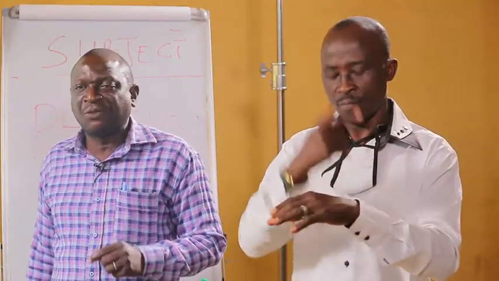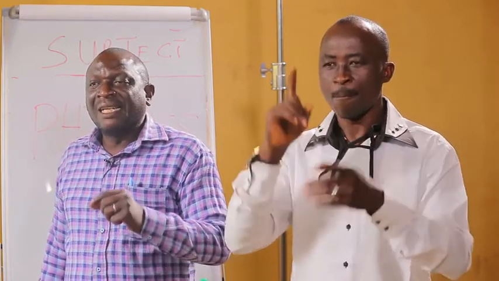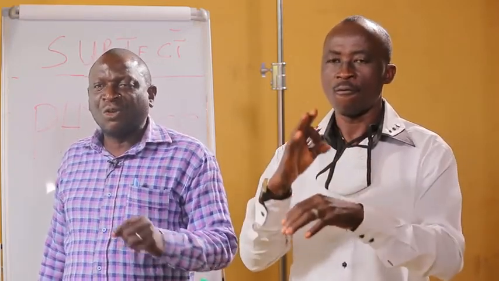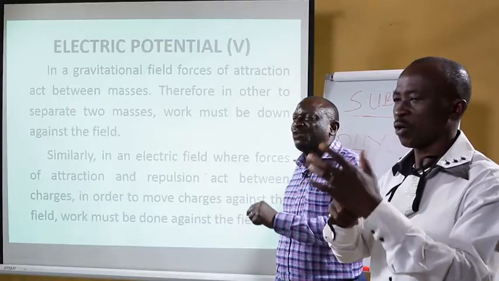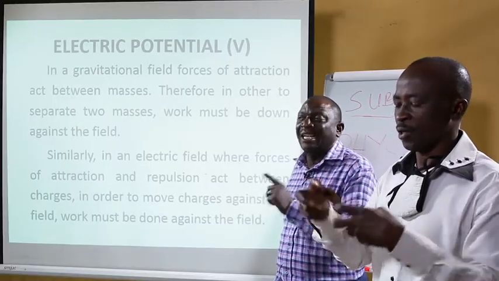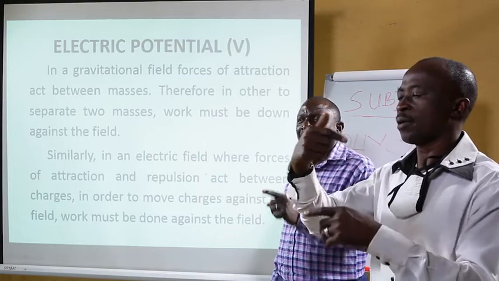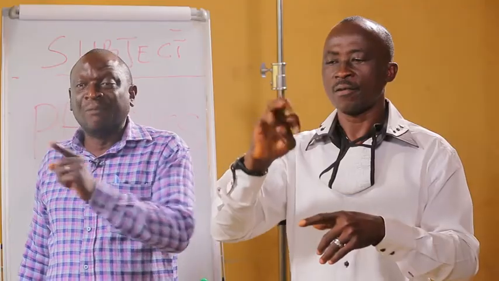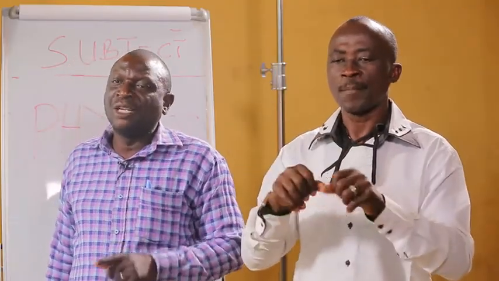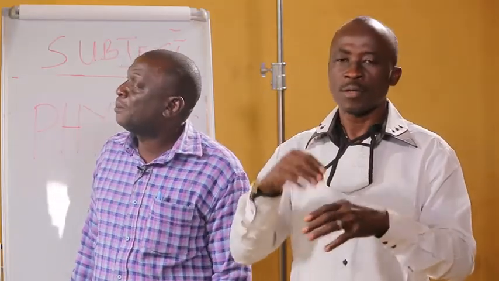Because we said in electric field, just like we saw in part 1, that forces of repulsion or attraction act between charges, while in gravitational field, forces of attraction act between masses. In the case of electric field, we have charges.